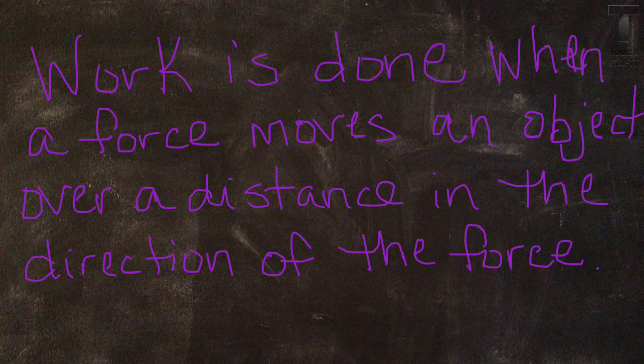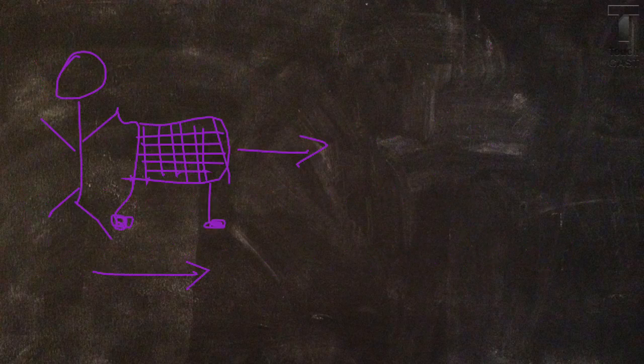Work. Work is done when a force moves an object over a distance in the direction of the force. So if I'm at the grocery store and I'm pushing my cart down the aisle, and I'm walking in the direction down the aisle and pushing the basket in the same direction, I am doing work on the basket because the force and the motion are in the same direction.